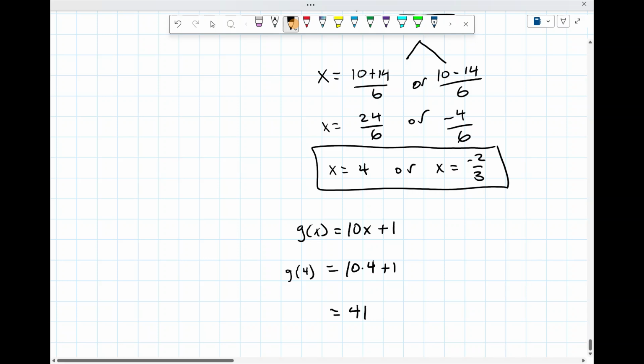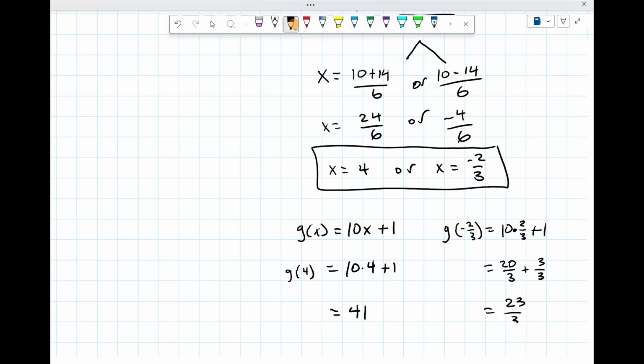And the other one, let's see, we could do g of negative 2/3 equals 10 times negative 2/3 plus 1. And that is going to end up being, I'm going to convert this into a fraction, so that's going to be 20 divided by 3. And I'm going to convert this to a fraction as well. This ends up being 23 over 3.